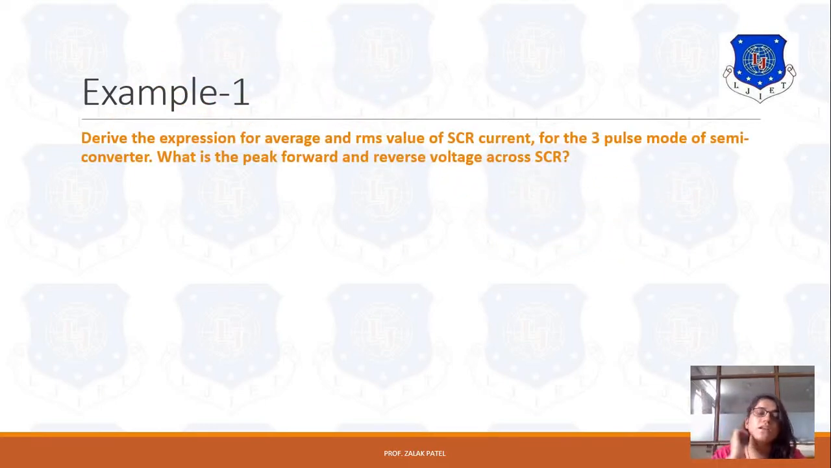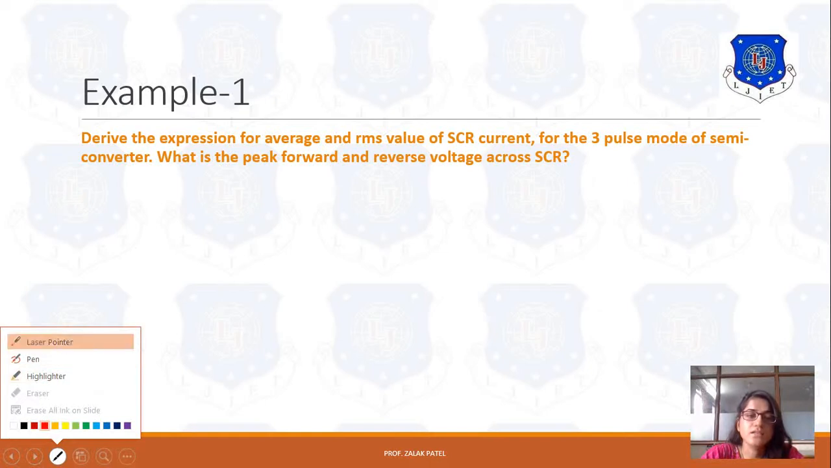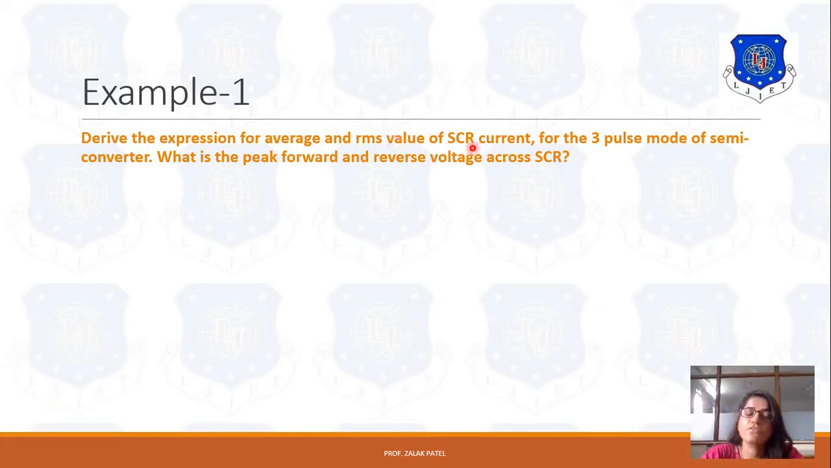The problem statement is: derive the expression for average and RMS value of SCR current for the 3 pulse mode of semiconductor converter. What is the peak forward and reverse voltage across SCR? So here what is asked is to derive the expression of average and RMS value of SCR current, first of all for 3 pulse.